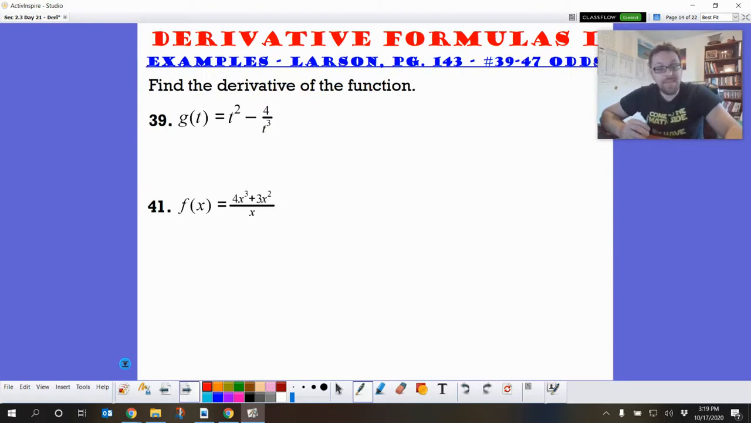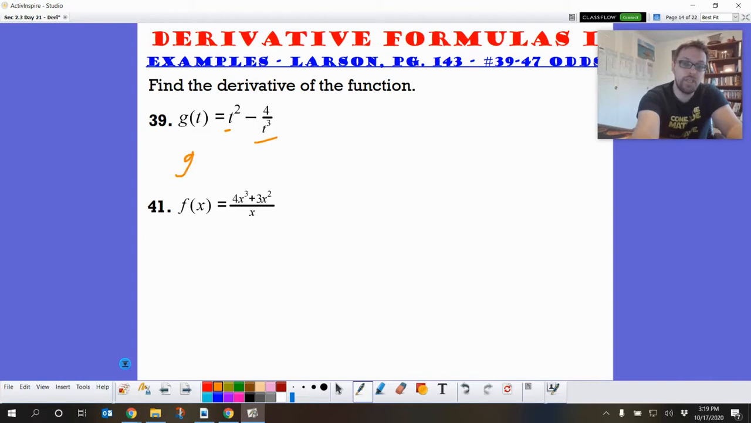Finally, what if you have things being added and subtracted? Well, guess what? You can do those in separate pieces. So take care of the derivative of each piece. So derivative of that thing, and then derivative of that thing. So first thing I'm going to do is rewrite g of t a little bit better. So I'm going to make this a t squared minus 4t to the negative third.